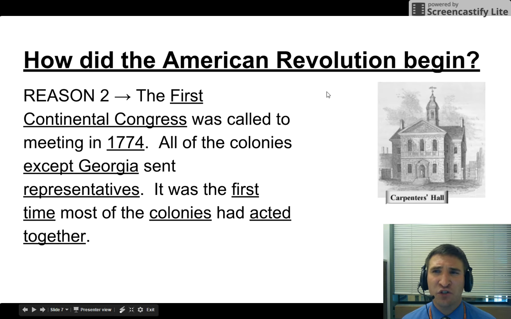How did the American Revolution begin? Reason number two, the First Continental Congress was called to meeting in 1774, and they met in this building in Philadelphia, Pennsylvania. All of the colonies except Georgia sent representatives. It was the first time most of the colonies had acted together.